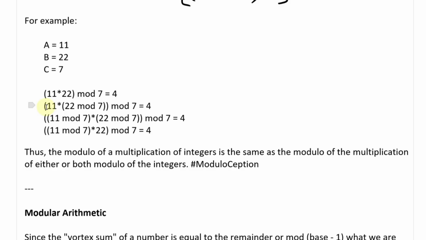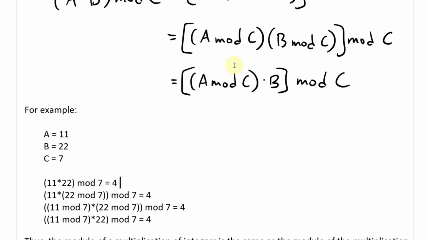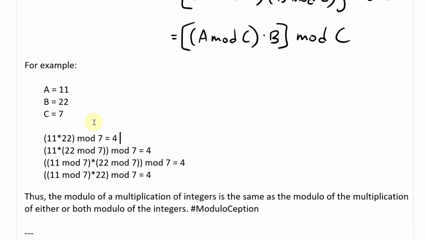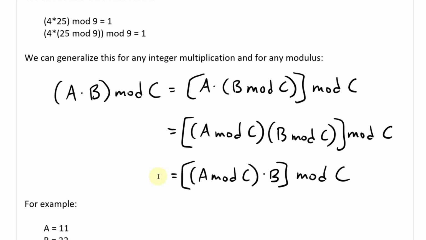Then you could also go 11 times 22 mod 7, and then mod 7 of that entire thing equals that. The next one is to multiply both, a times b, so 11 mod 7, or a mod c, times b mod c, or 22 mod 7, and then all of that mod 7 equals 4. Or you could go 11 mod 7, and then times 22, so a mod c times b, then mod c, or 7, equals 4. So yes, these are all the exact same thing.